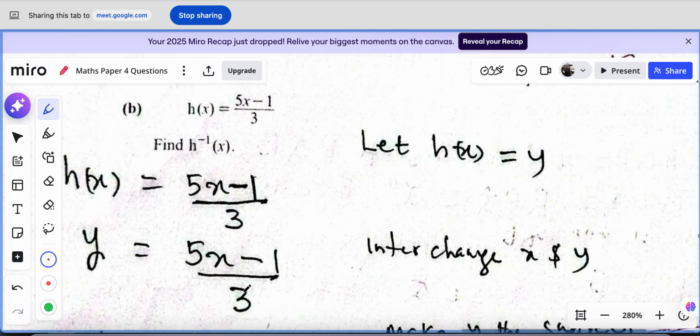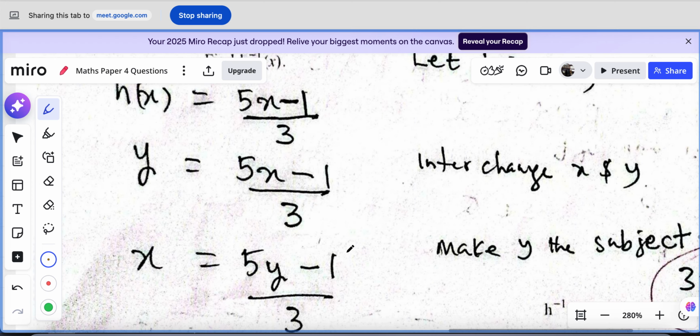The next is to interchange x and y. After you replace h of x with y, the next step is to interchange the position of x and y. I put y here, I bring the x, I put it here. Interchange their position. So it becomes x equals 5y minus 1 over 3.